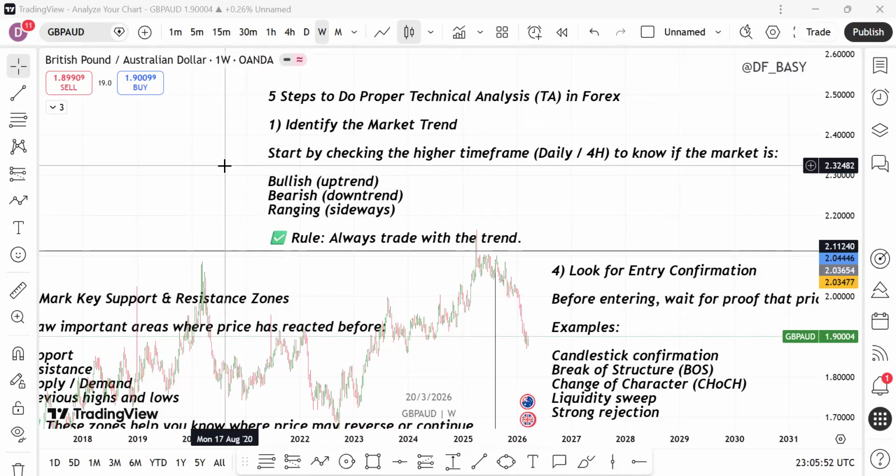My name is DF Basy, and today I'll be showing you how to do a proper TA. So what is TA? TA is technical analysis. Technical analysis is simply doing your analysis on statistical data given to you on the chart, either on your line chart, your candlestick chart, your bar chart, or your order flow. That is technical analysis, right?